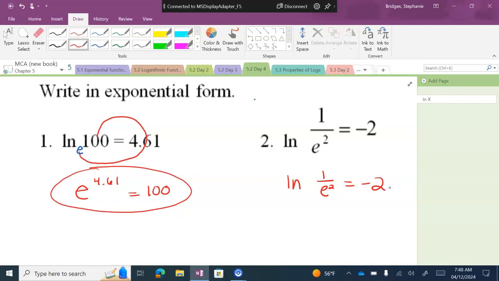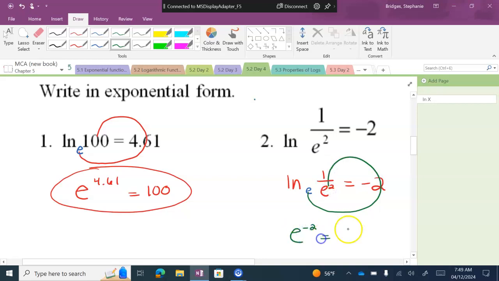Okay, so once again, we're going to take it to exponential. Our base is e, but it's never written when it's in natural log form. And then we're going to take it to exponential. E to the -2 equals 1 over e squared. And that's all we're doing for that one. Okay, from log form to exponential. Is everybody okay with that?